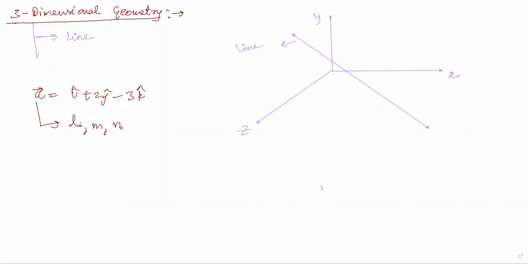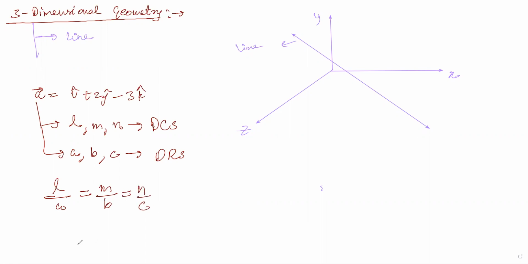Yeah, so we have this relation. So what are these l, m, and n? Let's take them as a1, a2, and a3, or anything. Generally, we denote them as a, b, and c. These are DRs, and these are DCs, right? So l by a is equal to m by b is equal to n by c. So you can interpret it like DCs and DRs are always proportional. Or you can also interpret it like your vector can be written in the form of DCs, because this a, b, and c can be calculated with the help of DCs.